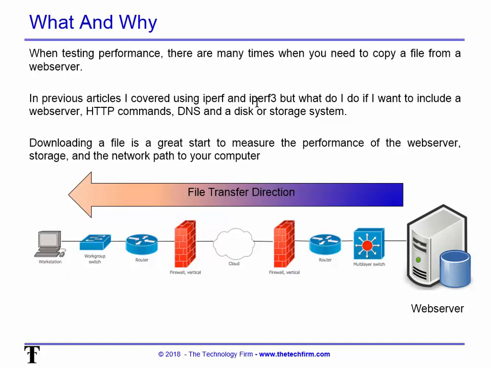So what do you do if you want to include a real web server, real HTTP commands, DNS, disk storage systems? These are all variables, right? And they all add to latency, delay, or affect performance. Downloading a file is a great start. You can measure performance from the web server, storage, network path to your computer when you copy a file down, and you can do that using FTP, HTTP, or utilities like wget, or just right-clicking on your browser and downloading a file. Nothing wrong with that.